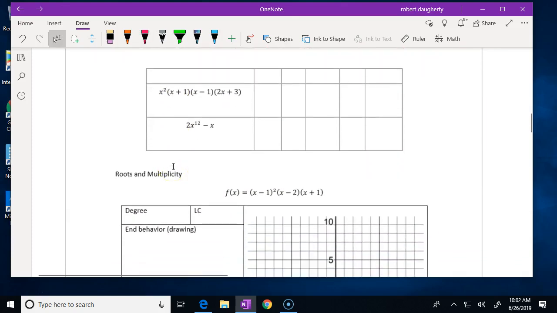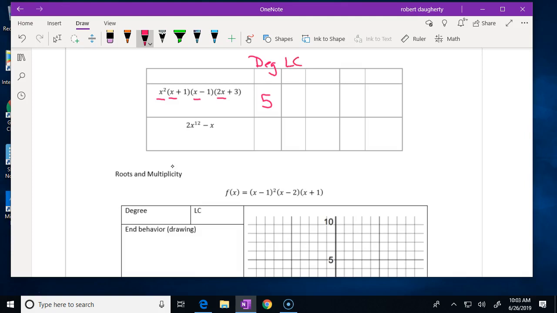A few more examples. What is the degree of the next one? So I've got an x, x, x, and x squared. So how many is that? So that's 2, 3, 4, 5. This is a fifth degree.